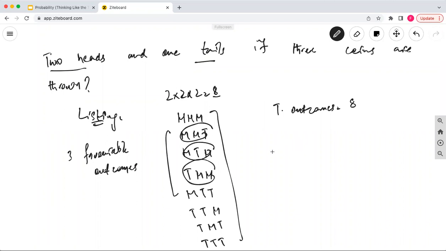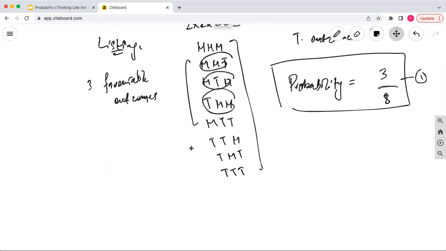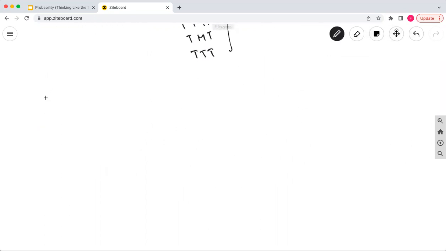And the probability will be: the favorable outcomes are 3, and total outcomes 8, right? So this is through the listing method. Because the total number of trials is small, we can list these down. So if I use the binomial formula here, what is the binomial formula? NCR into P power R into 1 minus P power N minus R. And for this, N is 3.